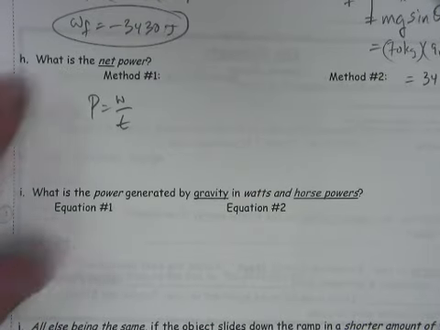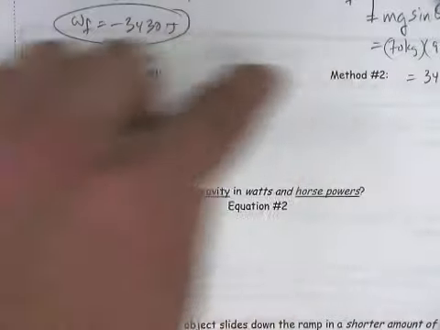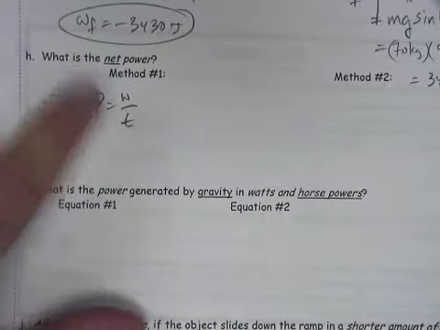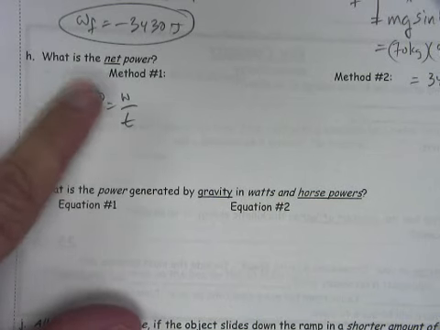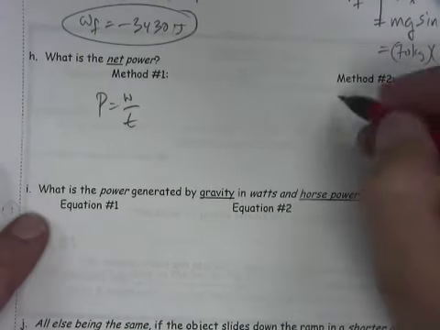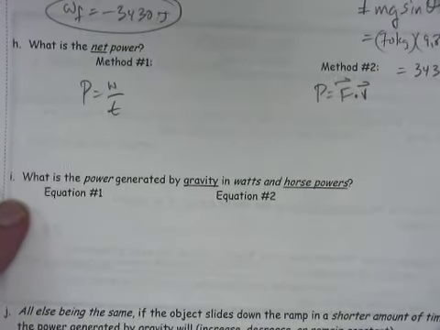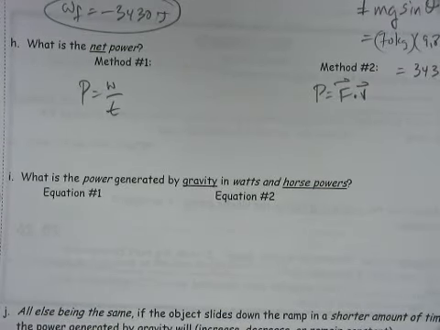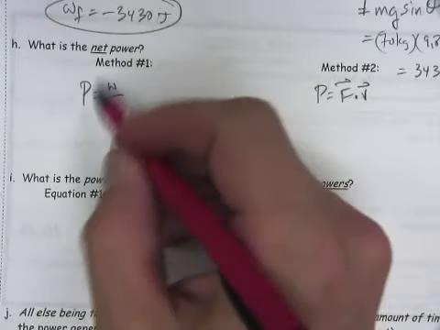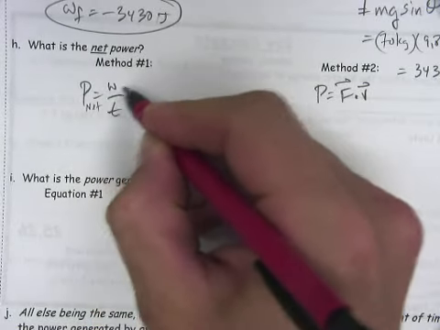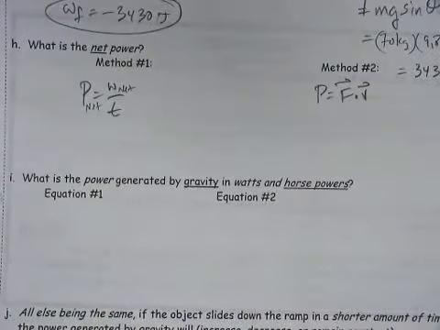Alright, so the question is what is the net power? We're going to calculate the net power in two different ways. We're going to use the equation that you'll use most often. And then in method number 2, we're going to use the one that's a little bit more sophisticated, but you'll catch on to it fairly quickly. So we want the net power. If we want the net power, then we need to have the net work. So let's go ahead and figure out what the net work is, and then we'll get the net power from that.